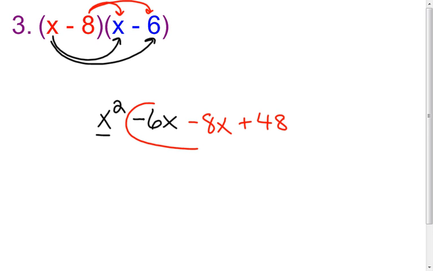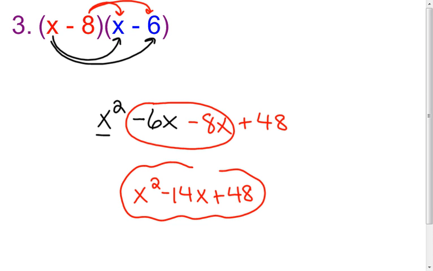Again, these two middle terms can be combined. So I have x squared minus 14x plus 48. And that's what that one would look like.